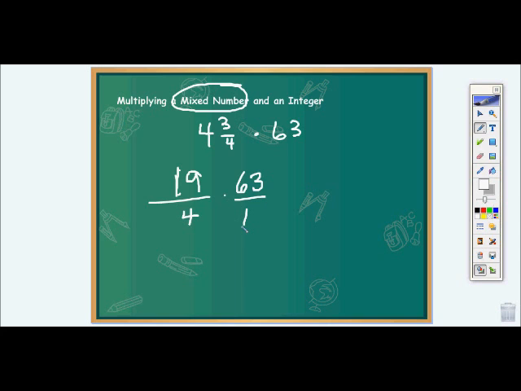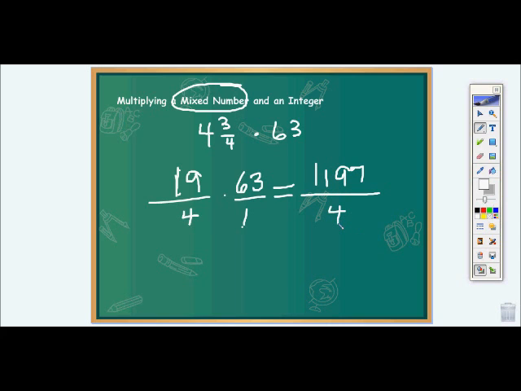Now look at my first numerator, 19. 19 is a prime number. It doesn't have any factors that go into it, and I already have a 1 as the opposite denominator. However, I can do something with my 4 and 63? I can't because neither one of those have a common factor either. So I'm going to use my calculator and do 19 times 63. And I end up with 1,197. That is all going to be over 4.